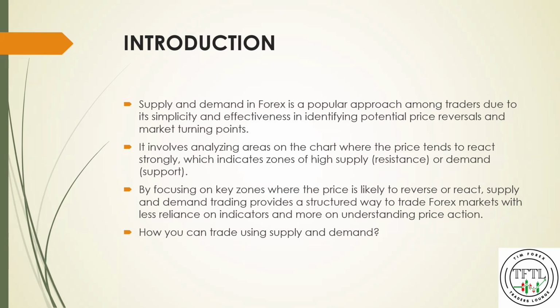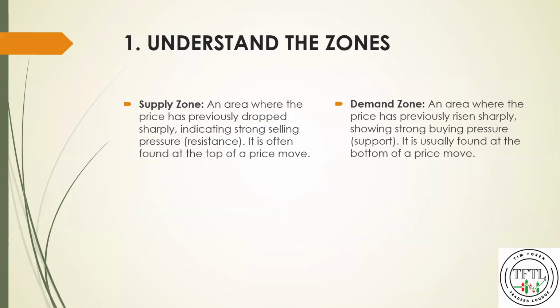So the big question now comes in: how can you trade using supply and demand? So the first thing that you need to do is to understand the zones. So we have two types of zones. We have the supply zone, which is an area where the price has previously dropped sharply, indicating strong selling pressure, that is resistance. It is often found at the top of a price move.